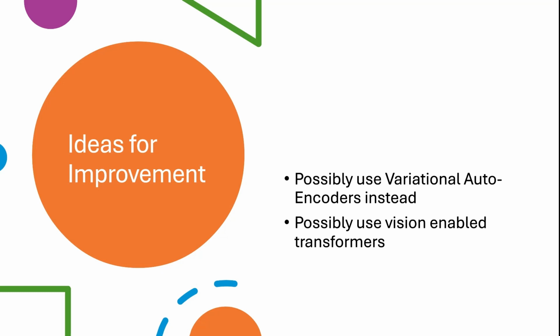Some ideas for improvement that might have been fruitful to explore in the future include possibly using variational autoencoders or vision-enabled transformers for image generation instead.